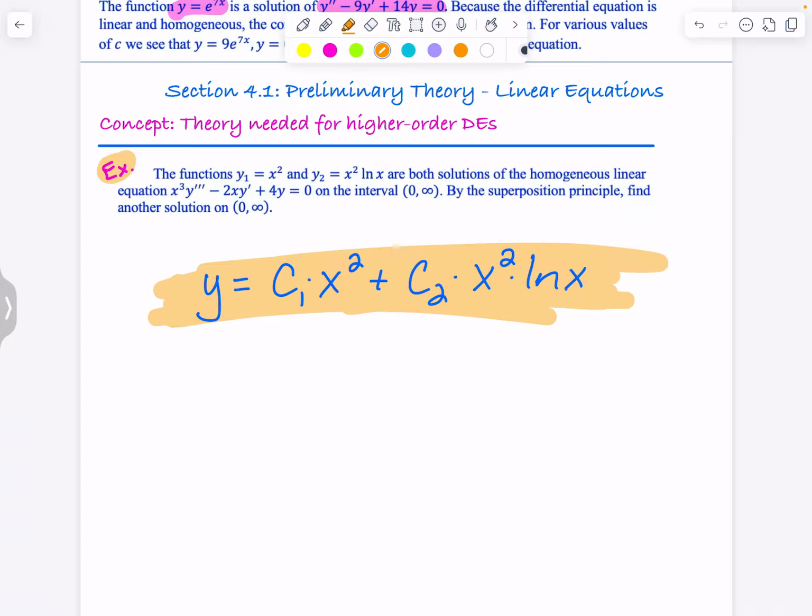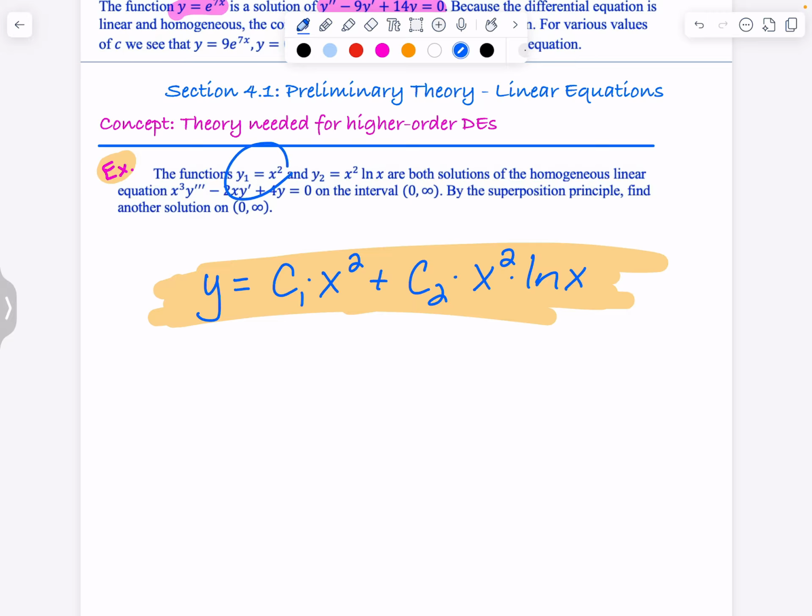Now, there is something coming up, leading from our next page. Is this our only solution? Could this be like the main solution? Because if I let C1 equal 0, then I just get this, don't I? If I let C2 equal 0, then I just get the other one. So I can get every solution that was given in this picture from the highlighted solution here.